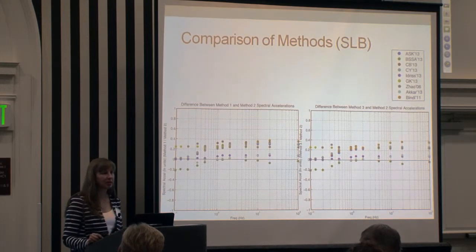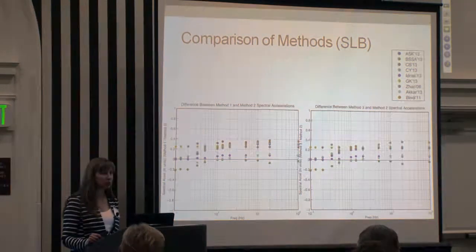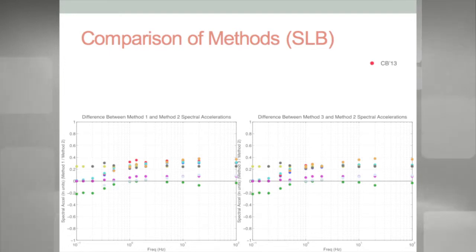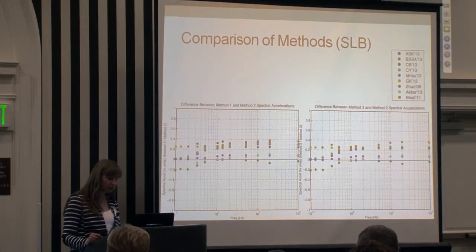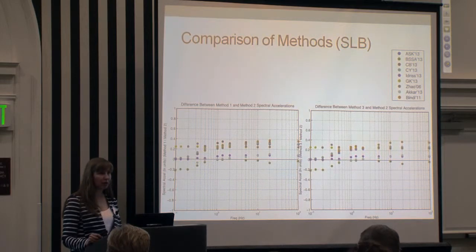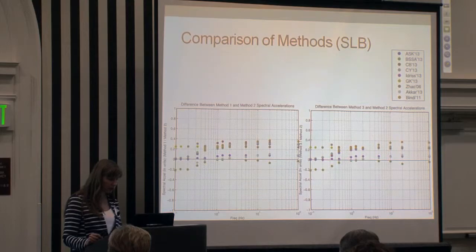Okay, so here's a comparison of those methods. What I'm going to be comparing to is method 2, which is the weighted average, which is what most of the developers used. So for all periods, we took the residuals between method 1 and 2 and between method 3 and 2, and that's what you see here. For the most part, systematically, it's higher, so about 0.4 log normal units is the difference between them, and it's pretty much across all periods.